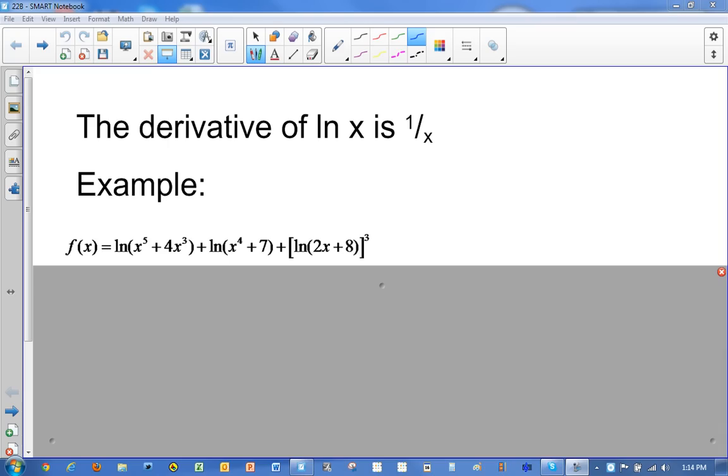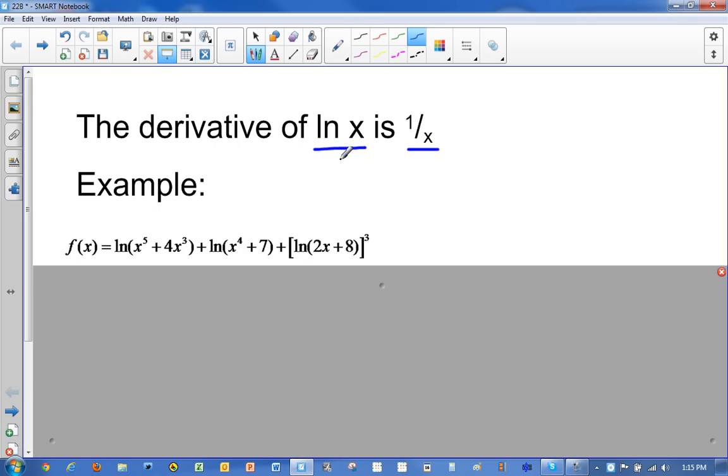Today we're going to talk about the inverse function of e to the x, which is natural log of x. I like to call it ln x, but other people call it different things. So you'll hear me call it natural log, or you'll hear me call it ln. Either way, the derivative of this function, ln x, is just 1 over x.